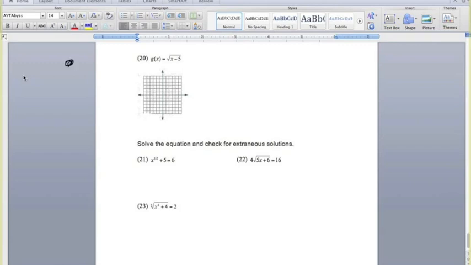On the back of the review here, again, I'm going to look at a couple of problems that are here, a couple that I'm going to edit. I want to edit number 20. Instead of the function that's there, I'm going to do a negative 2 square root of x minus 5.